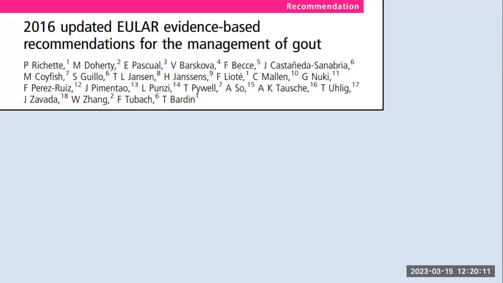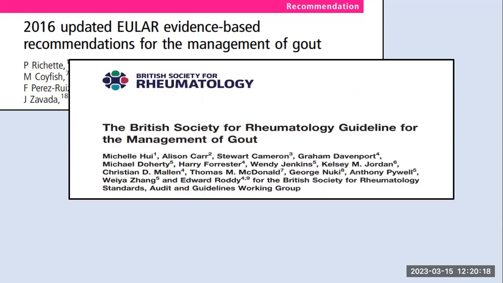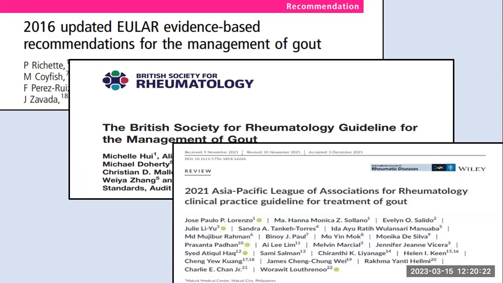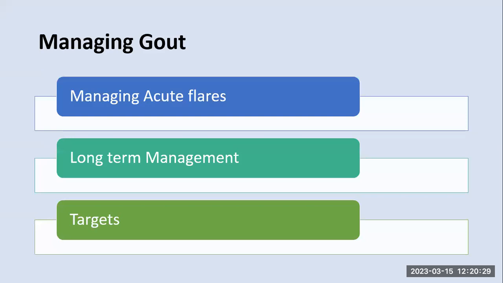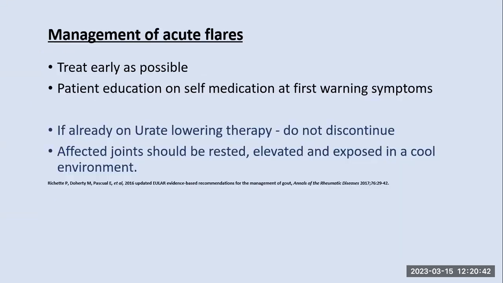So generally for the management, we look at 3 guidelines: 2016 EULAR guideline, 2017 BSR guidelines, and also 2021 APLAR guidelines, where Chiranti was a co-author. And managing gout, you can consider managing acute flares, long-term management, and the third thing that you need to consider is what is the target of serum uric acid level.